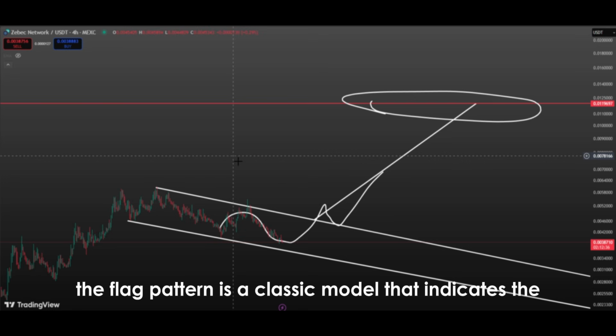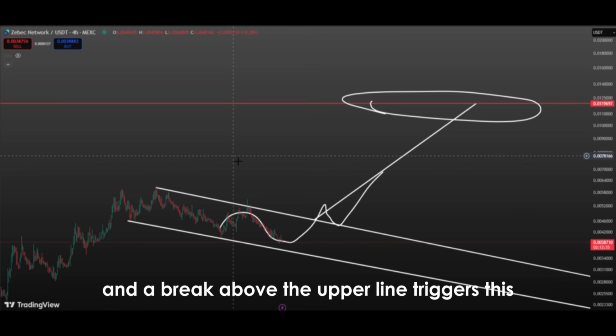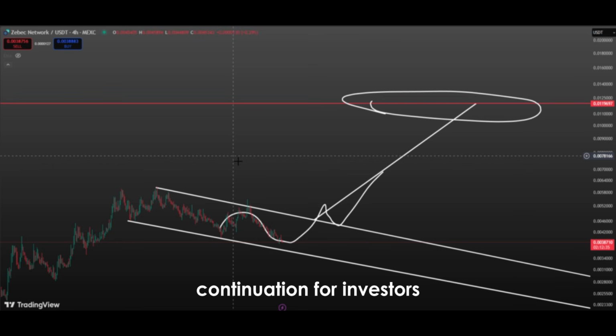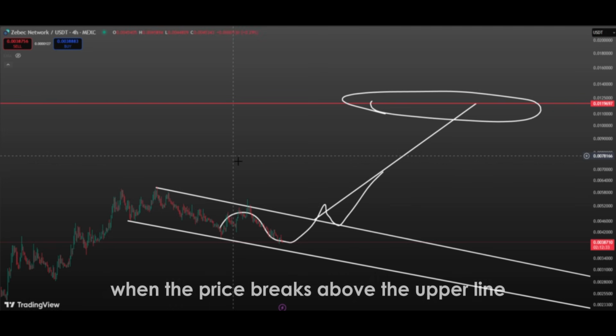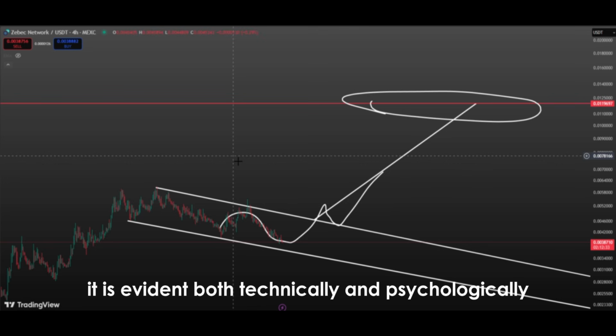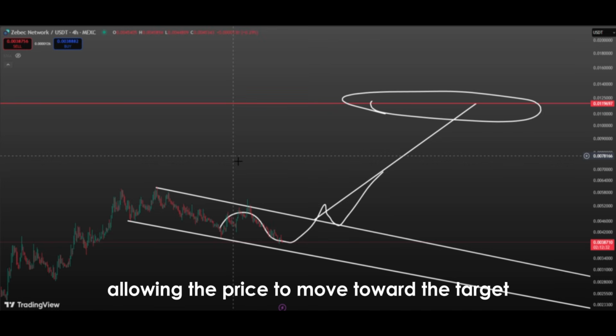The flag pattern is a classic model that indicates the continuation of a trend after a short-term correction, and a break above the upper line triggers this continuation. For investors, this pattern allows for clearer risk and reward analysis. The measured target of the pattern enables investors to see potential gains and risks in advance. When the price breaks above the upper line, it is evident both technically and psychologically that buyers control the market, allowing the price to move toward the target.